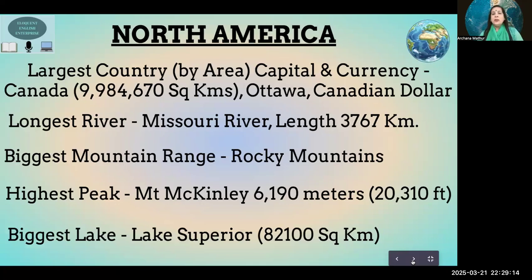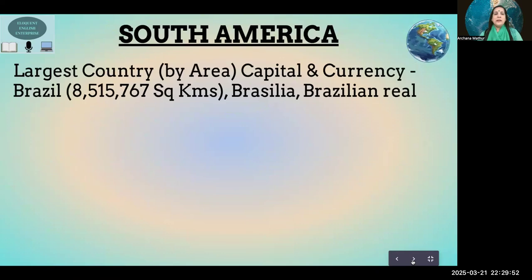99,84,670 square kilometers. Ottawa is the capital and Canadian dollar is the currency. The longest river in North America, Missouri, length 3,767 kilometers. The biggest mountain range, the Rocky Mountains, and the highest peak is Mount McKinley, which is 6,190 meters or 20,310 feet. The biggest lake, Lake Superior, one of the 5 lakes there between USA and Canada, Lake Superior, Lake Michigan, Winnipeg and all. And the area is 82,100 square kilometers.